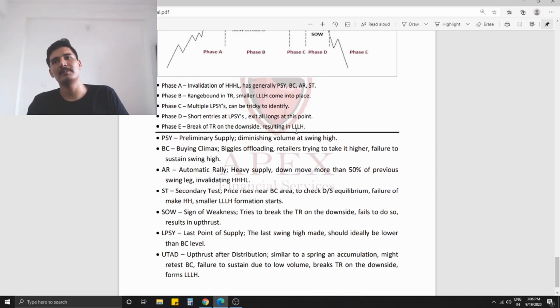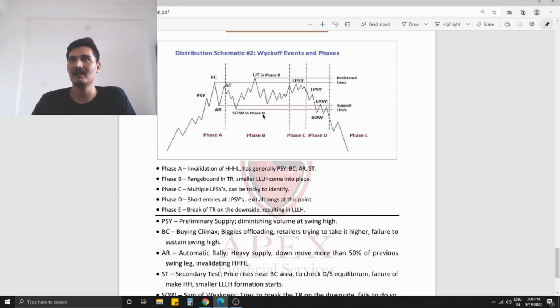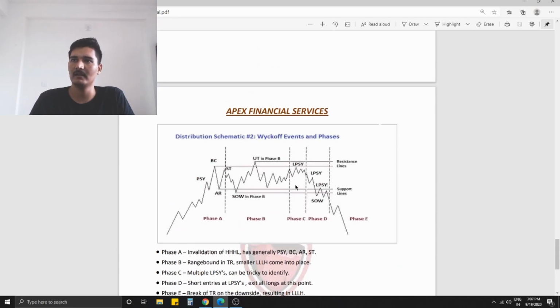Then we move on to the LPSYs, or the last point of supplies. The last swing high made after you have a failed upthrust. Every swing high, as long as it is under the buying climax region, can be a potential short selling point for the composite man and for us too. That is typically when we enter the phase C. If you can observe, you have smaller invalidated higher lows within the phase C itself.